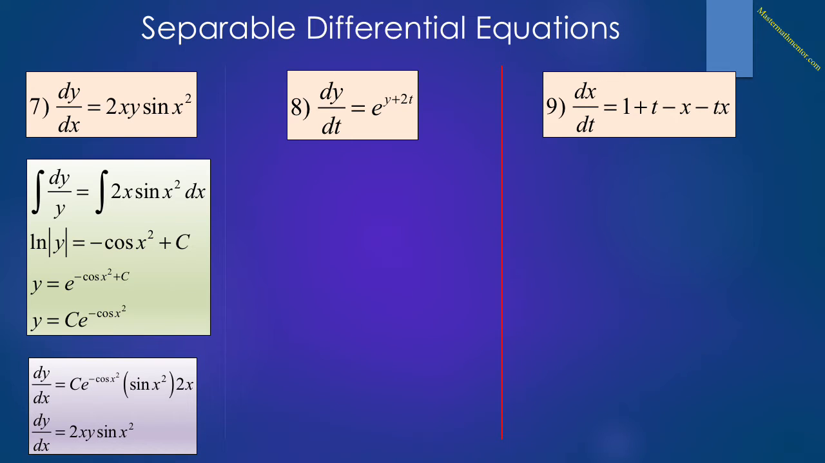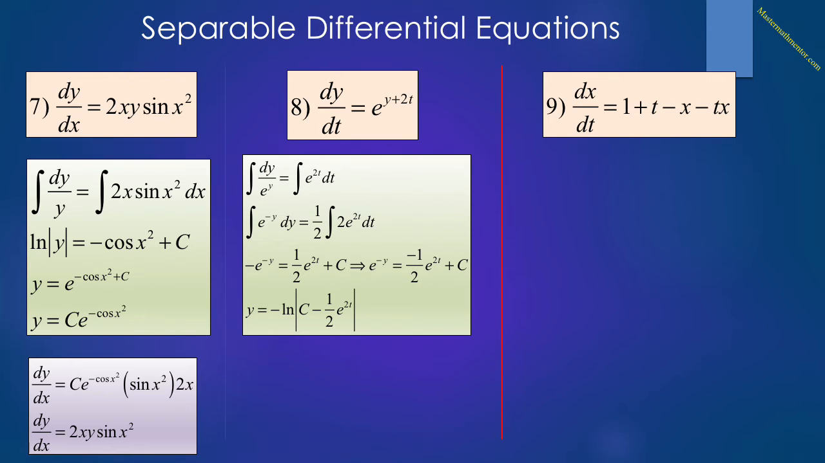Checking, we write dy/dx is equal to c e to the negative cosine of x squared times the sine of x squared times 2x. And since c e to the negative cosine of x squared is y, dy/dx is simply 2xy sine of x squared.